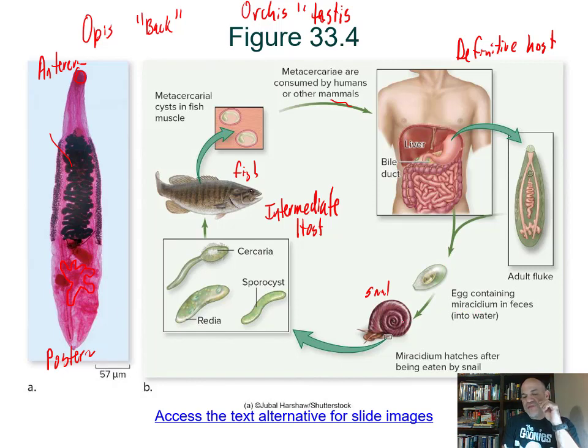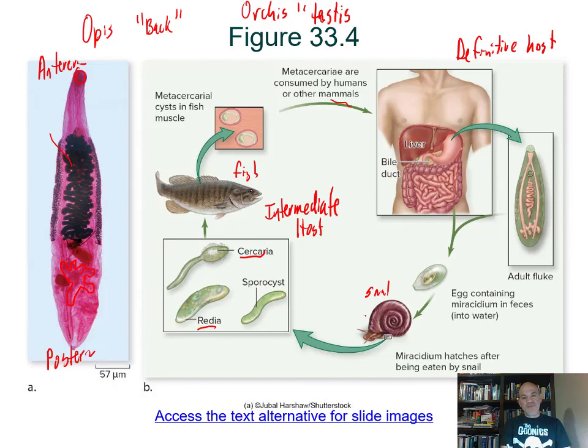And then those enter the snail, which is an intermediate host, and within there, a couple of stages are going to go on. So first, the miracidium becomes a sporocyst, and then the sporocyst is going to have many cells in there, and each one becomes a redia. And the redia is going to reside within the snail still, and then the redia produces many cercaria, which look like a tadpole, and they're very, very tiny.